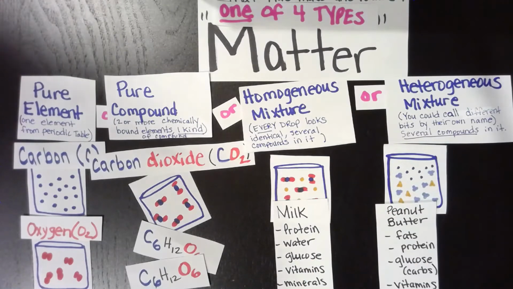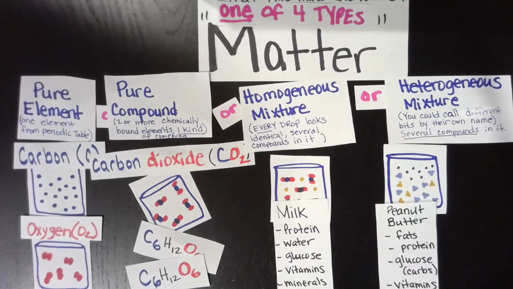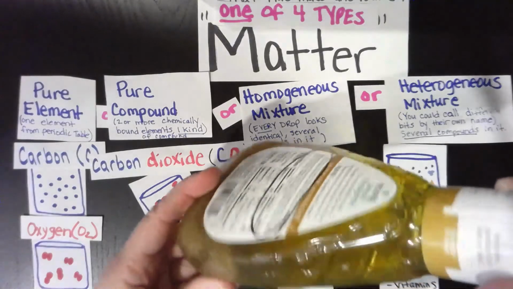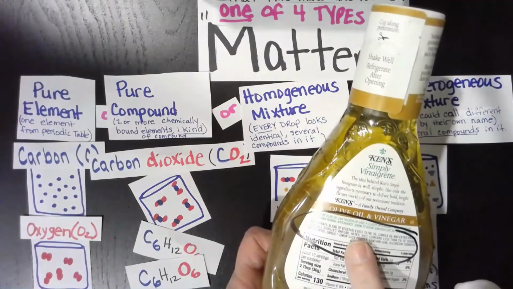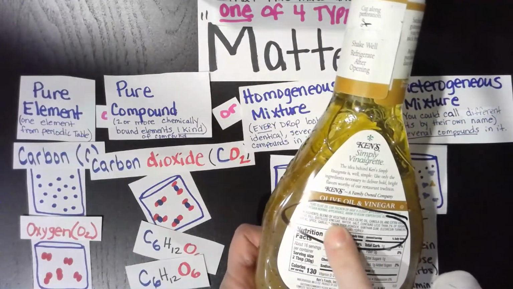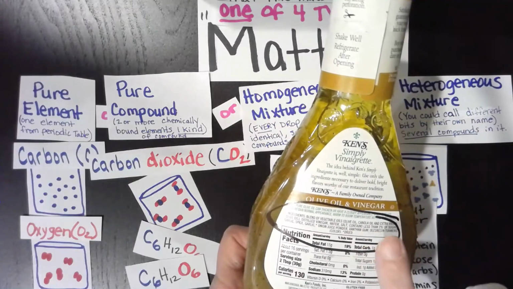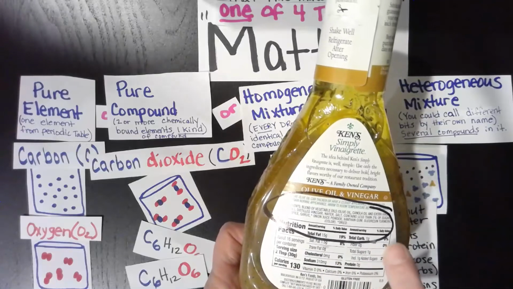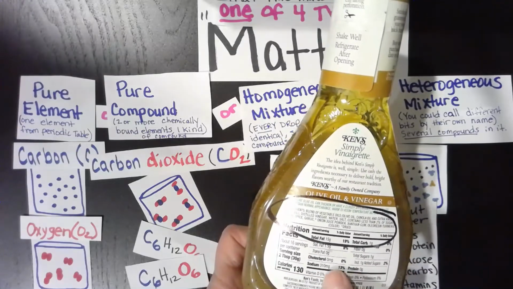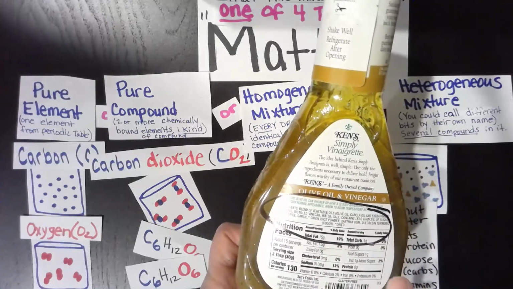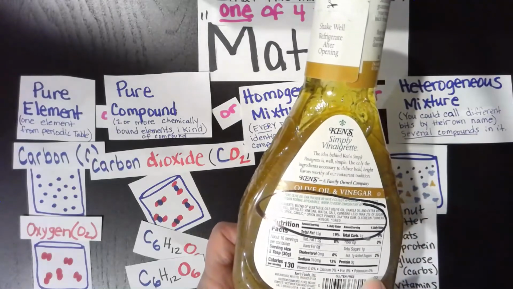Heterogeneous mixture is where you can pick out different bits and you could name them. For example, when I look at my salad dressing here, and again, here's a dead giveaway that this is some sort of mixture. Look at all these ingredients. Although peanut butter and milk only have one thing, when I start reading this label, I can see that there's sugars and sodium and fat and carbs. Not a lot of vitamins.